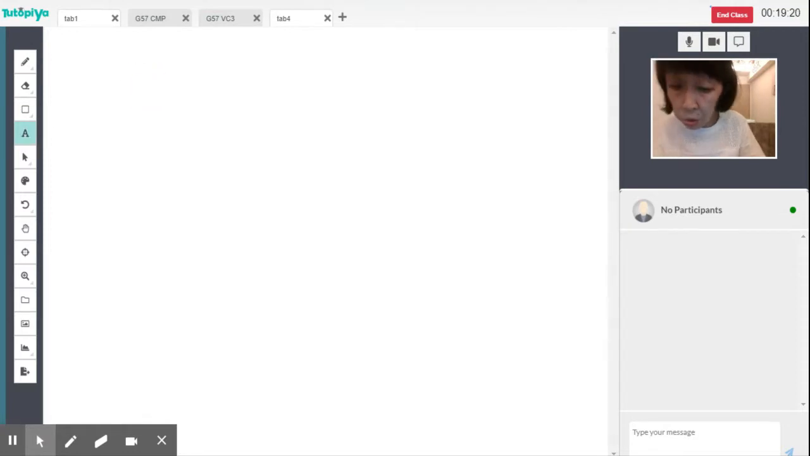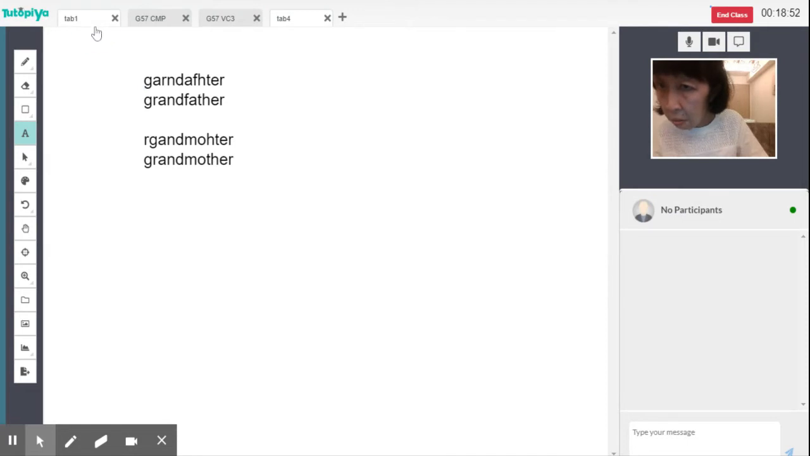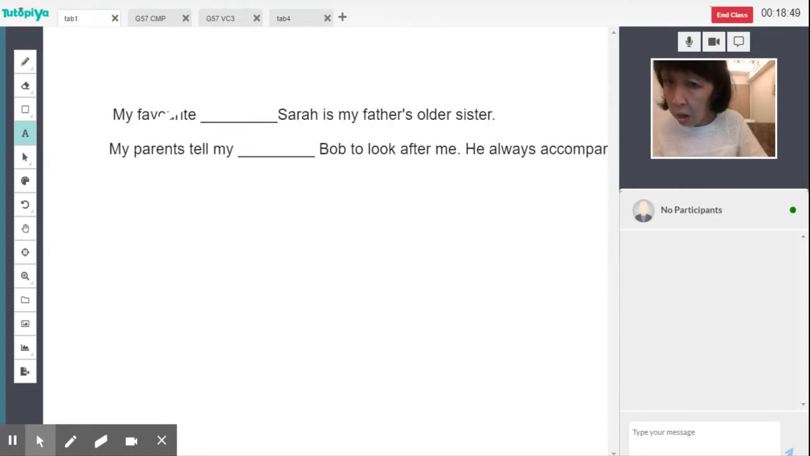using our little word tool. There, of course, that would be grandfather and grandmother. Then we'll get him or her to fill in the blanks with these words.